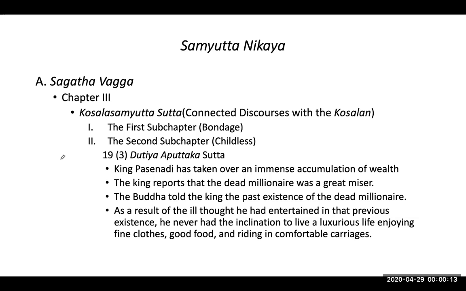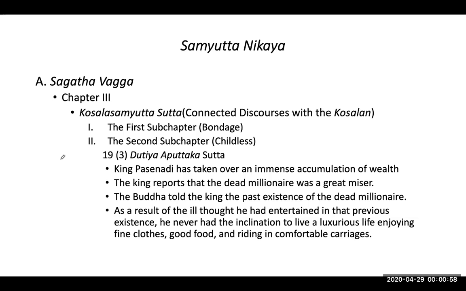This wealth belonged to a multimillionaire who had died recently at that time. So King Pasenadi has a kingdom, he has one multimillionaire, and then he died. Once he died, this multimillionaire's belongings, his wealth, were taken over by King Pasenadi. Once the king received this immense wealth, he reported to the Buddha that the dead multimillionaire actually was a great miser.